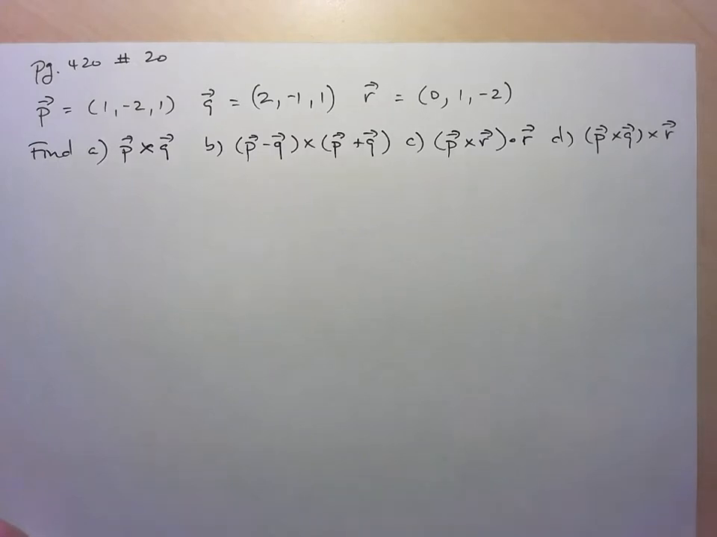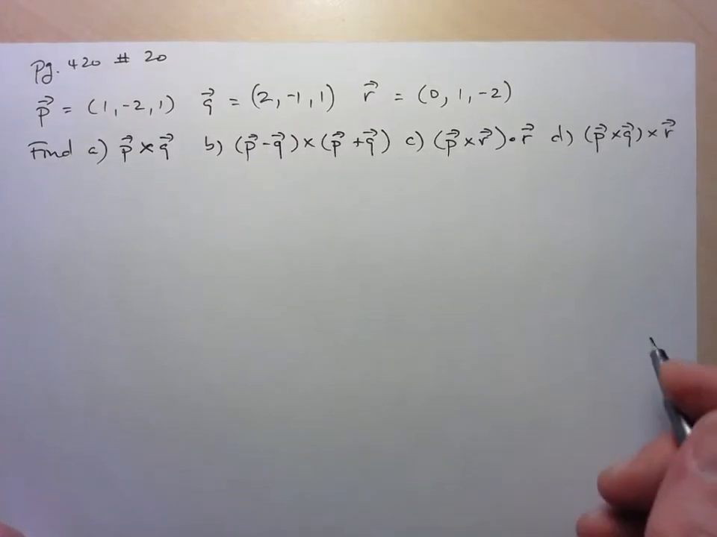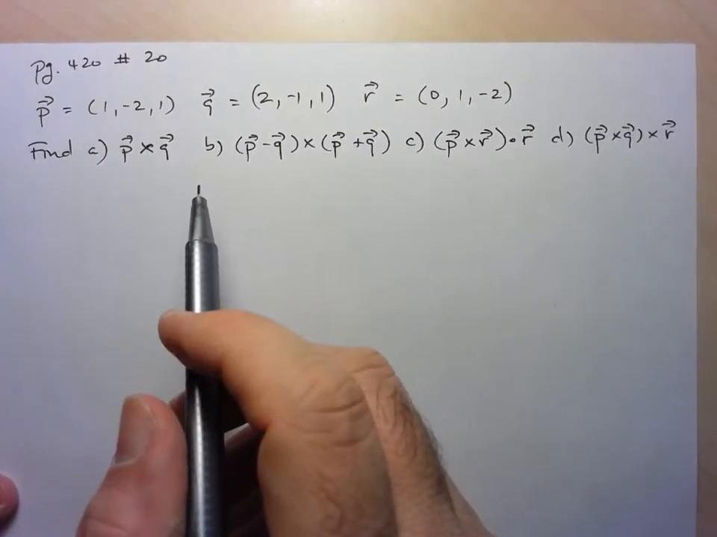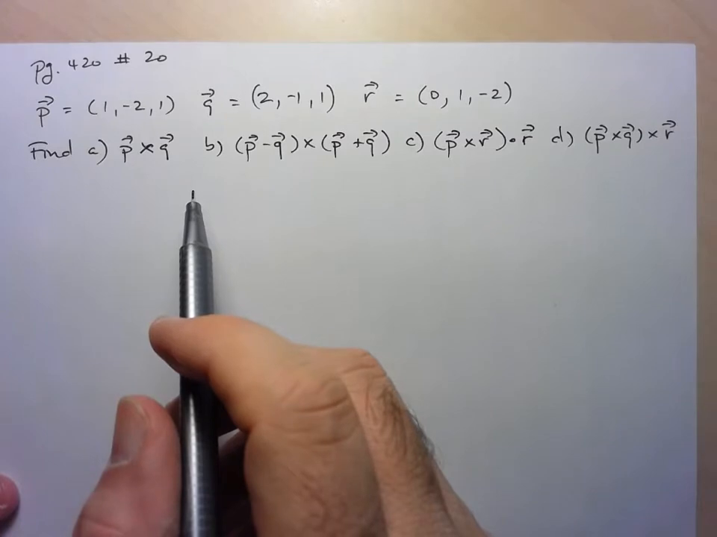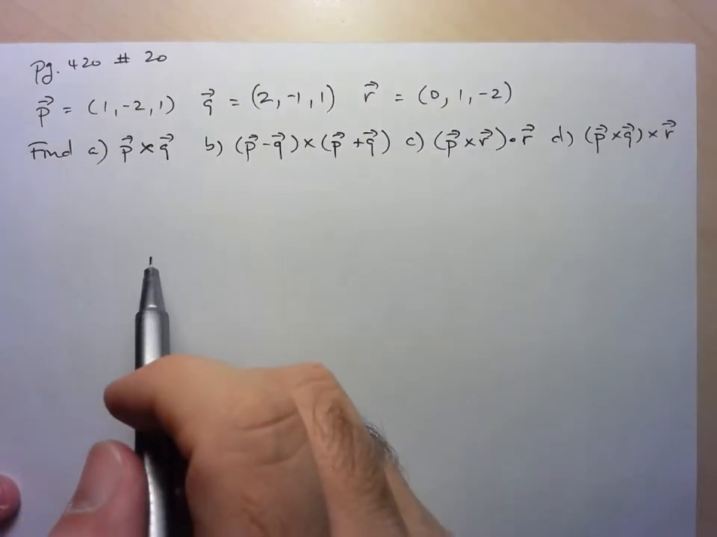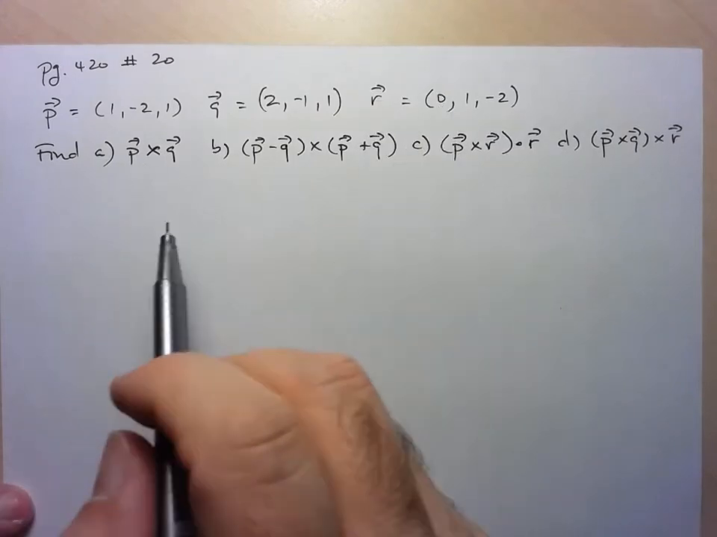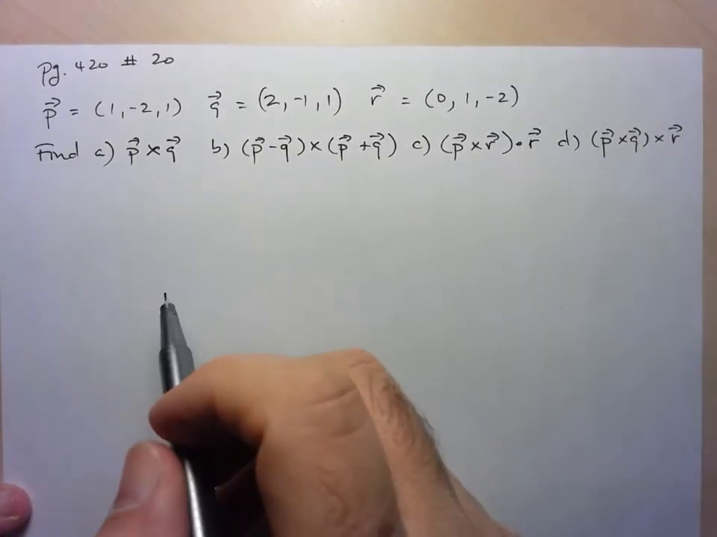Hi folks, this is number 20 from page 420. So they give us three vectors. Now they were given using the standard basis vectors, but I find it much easier to just work with them in component form. But certainly you can work with it using the standard basis vectors. So here's our three vectors, and they want us to determine a whole bunch of operations.